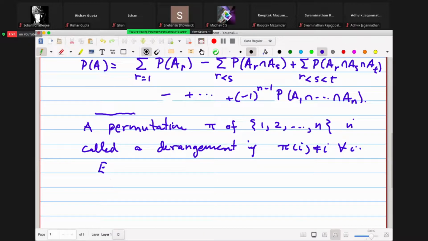Example. Very simple. So 3, 1, 2 is a derangement, and also 2, 3, 1. This is a code for writing it: as a permutation, 1 goes to 3, 2 goes to 1, and so on. And of course 4, 2, 3, 1 is not.